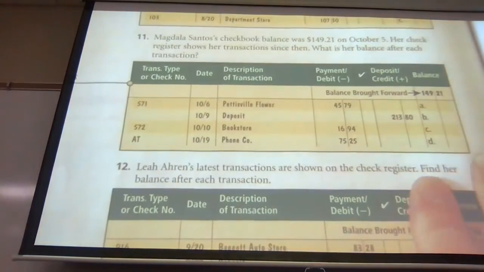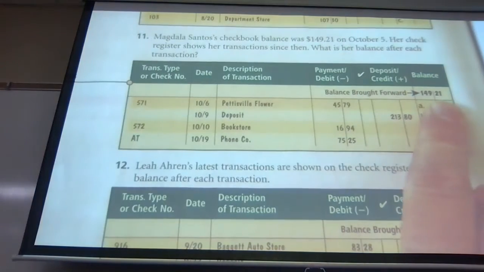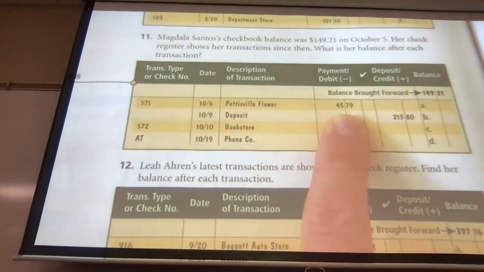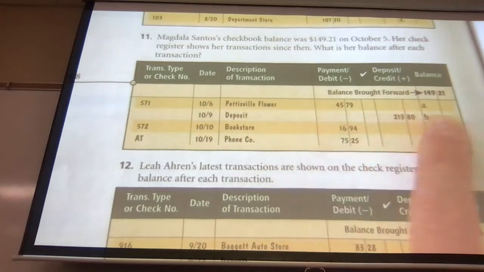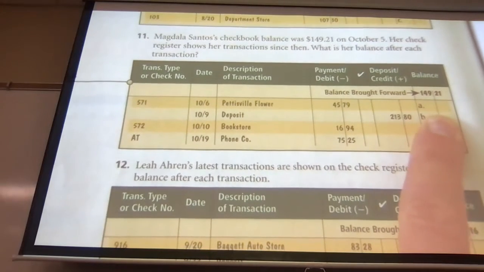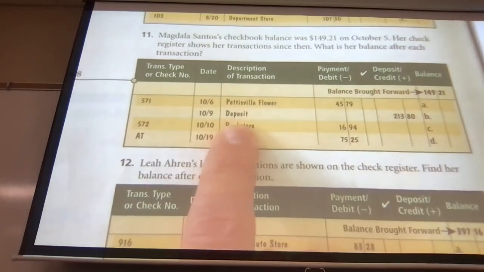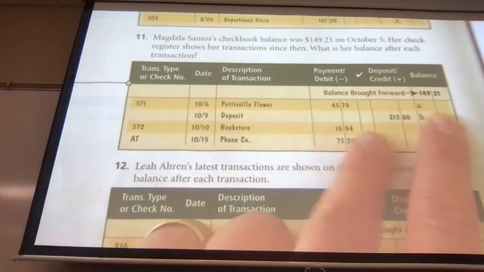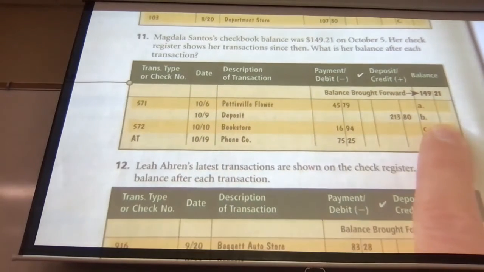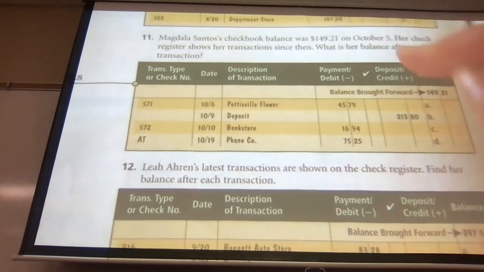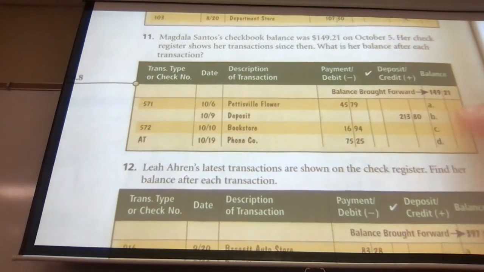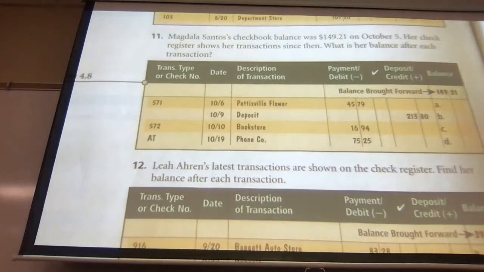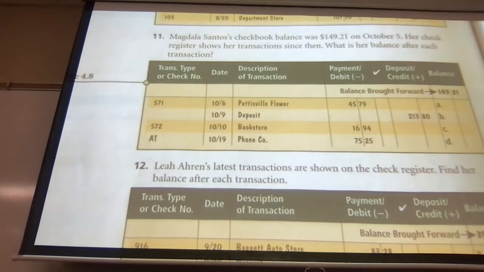You've already done these before. It's just going to be a matter of taking that beginning balance. If you're making a payment to someone, you subtract that amount to get your new running balance. That would fill in letter A. The next thing you have is a deposit. You would take what your balance was in letter A, and now you add the deposit. With deposits, you add to your balance. With payments, you subtract from the balance. And you'll just keep track of the running balance down the right-hand side.